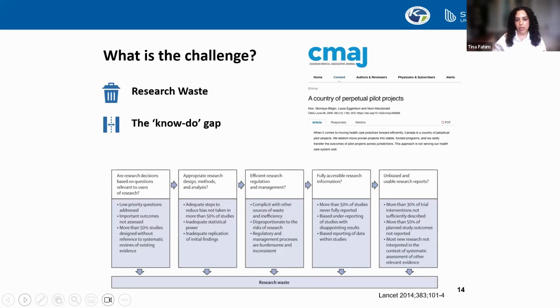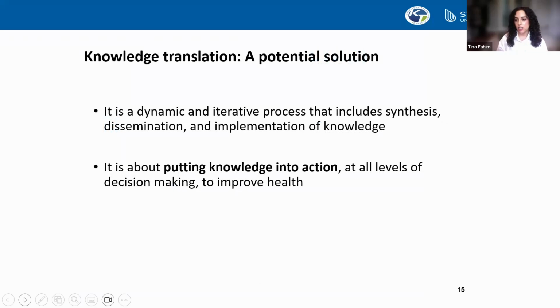And so the way that we're funding research and the way that we're conducting research is resulting in this leaky pipeline of research waste that's not letting us realize the return on investment in research in terms of patient and systems outcomes. So, knowledge translation was seen as a potential solution to this problem.